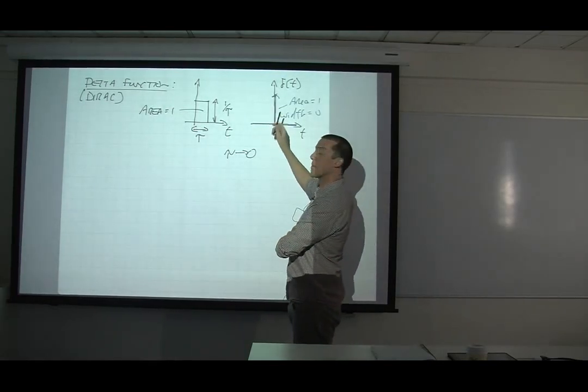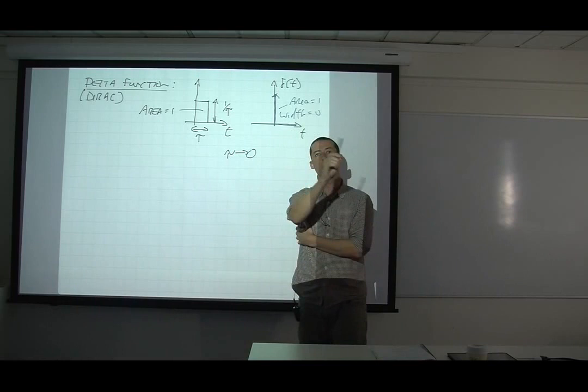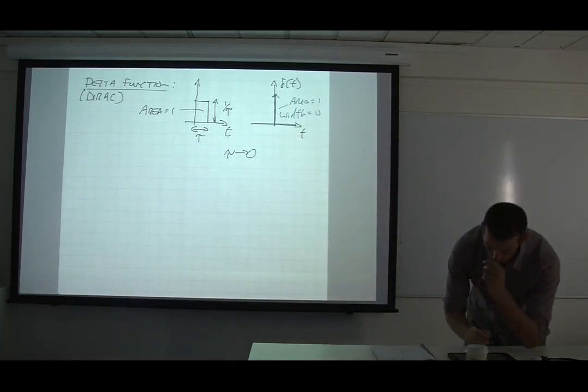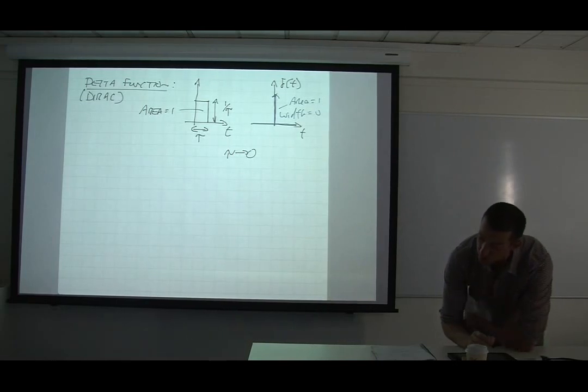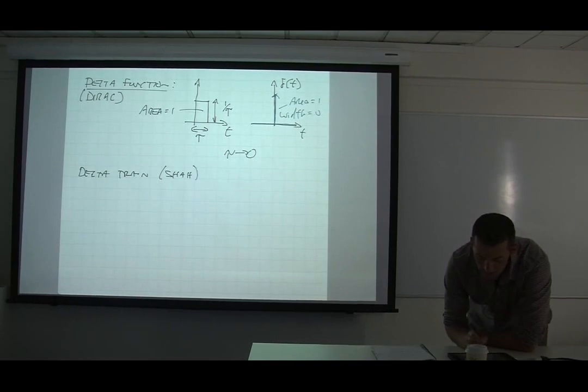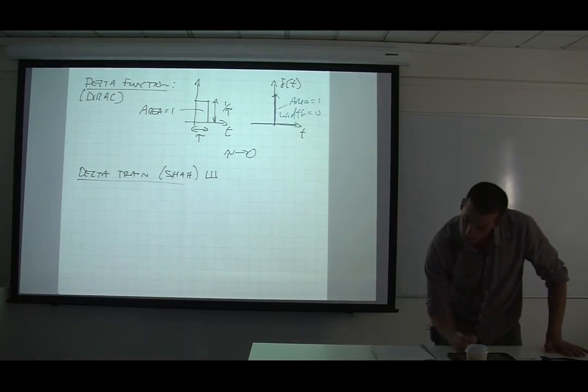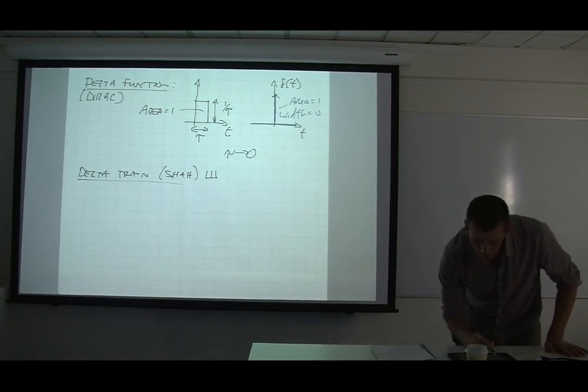I need to have a lot of them because I'm going to sample periodically, tap, tap, tap, tap, tap, all the way across. So I need to set up a sequence of these, what we call a delta train or the shah function. I think Robert calls it shah, which is drawn like this. So I think you should be familiar with this now as well. The diagram will be as you expect. Sorry, bring this down.